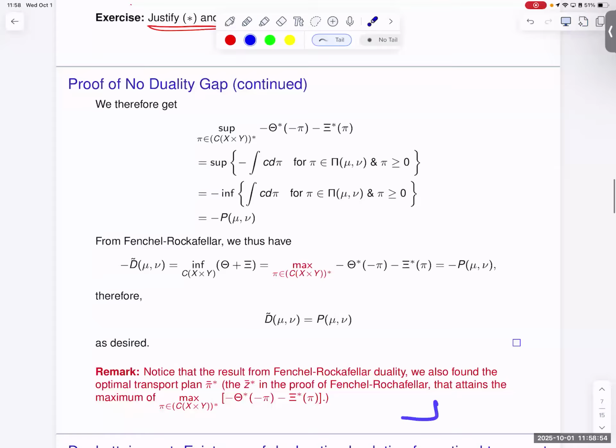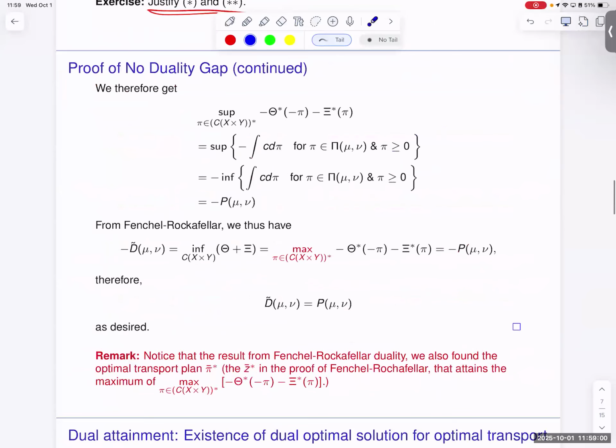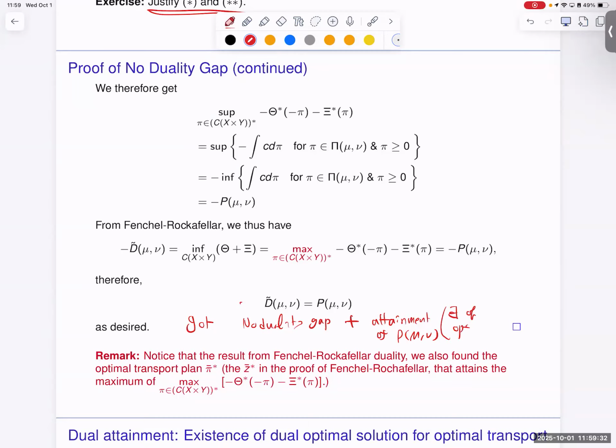Okay, so now we finished no duality gap. Now, I have 30 minutes. We finished no duality gap, so we get no duality gap plus attainment of P mu nu, which is the existence of an optimal transport plan.